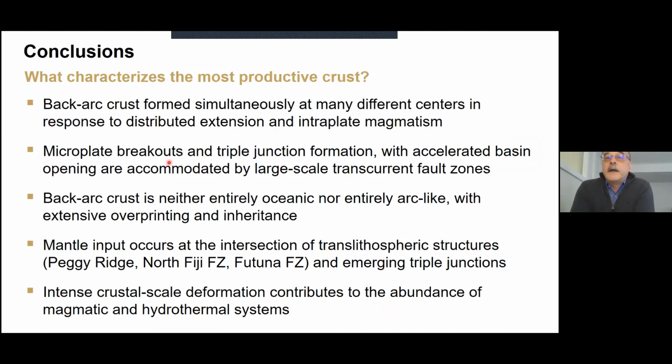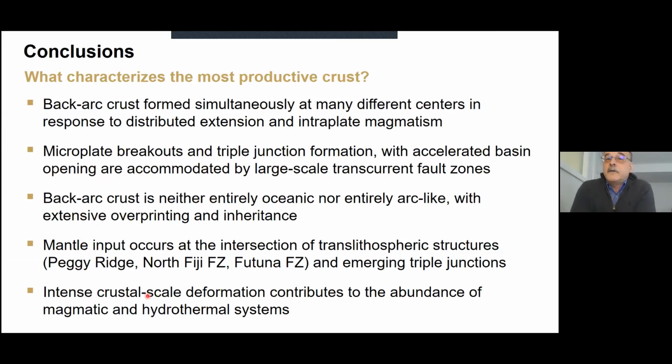The microplate breakouts and the triple junctions are part of an accelerated basin opening that has to be accommodated by large-scale transcurrent fault zones. You just can't do it any other way. And the backarc crust is neither entirely oceanic nor entirely arc-like, with the probability of extensive overprinting and inheritance, some of which we've already heard about, although in thicker crust. The mantle input occurs at intersections of these translithospheric fault zones, and especially at the emerging triple junctions.